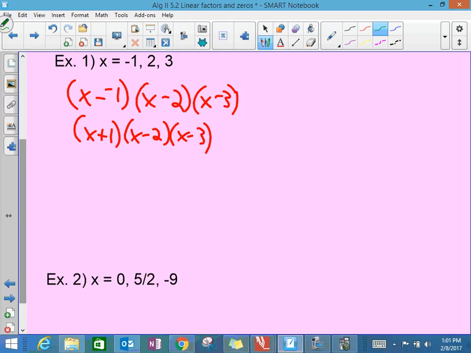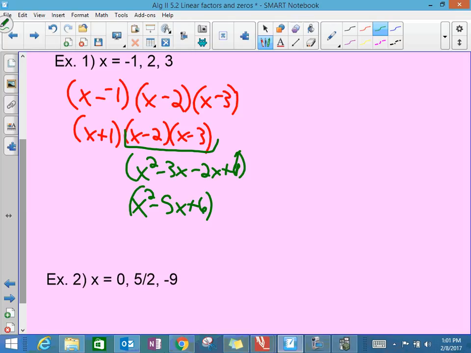But I think the easiest way to do it is always start with the last two, okay, and FOIL those two together. So if I FOIL this together, I get x squared minus 3x minus 2x plus 6. If I combine those terms, I get x squared minus 5x plus 6. So I took care of those two factors. Now I have to multiply in that third factor.